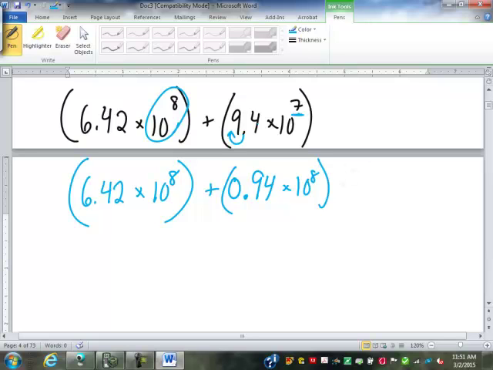So now we add 6.42 plus 0.94 is 7.36 times 10 to the 8th.